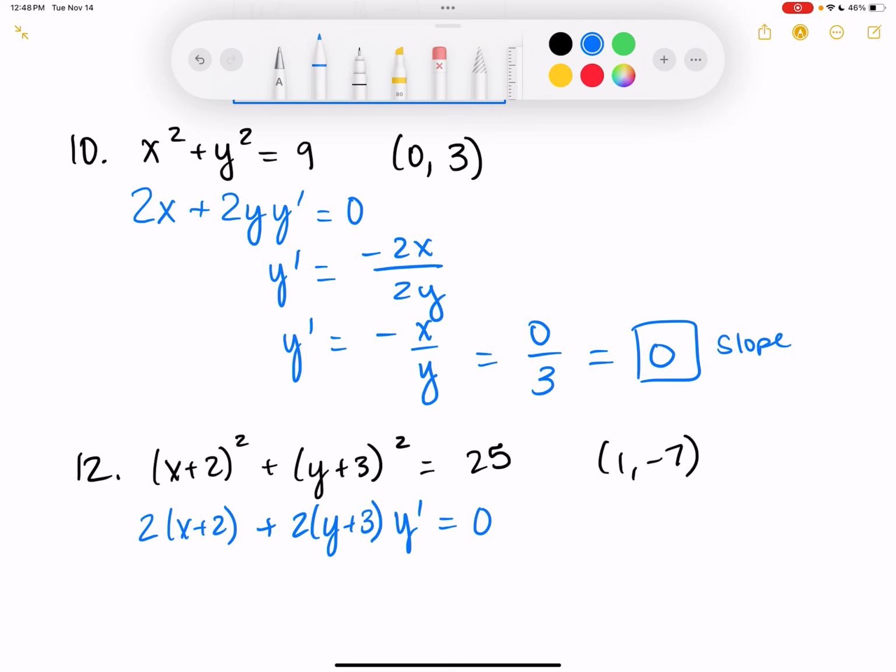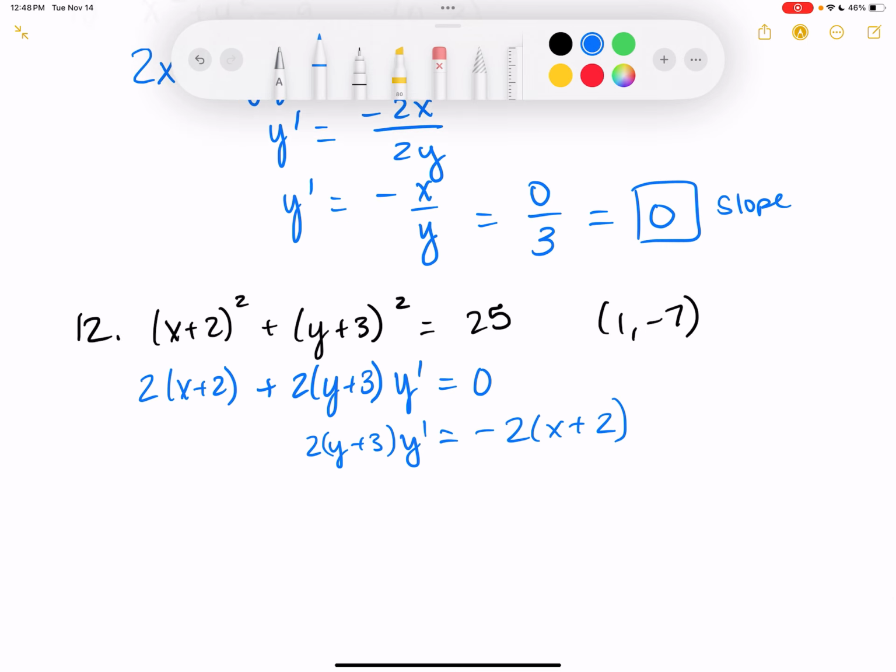Alright, so I need to get y prime by itself, so what do I do? We have to move this stuff over to the other side. So you can subtract that, which you already did. And then you divide by 2 times (y plus 3). And the 2's are going to cancel, right? So I'm going to go ahead and cancel them myself without having to rewrite them again.